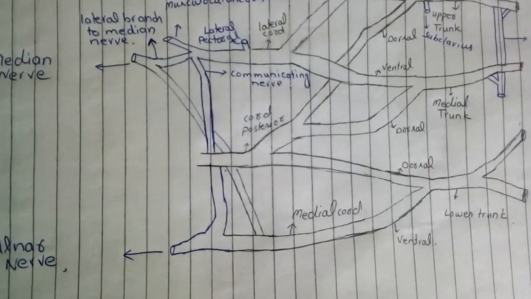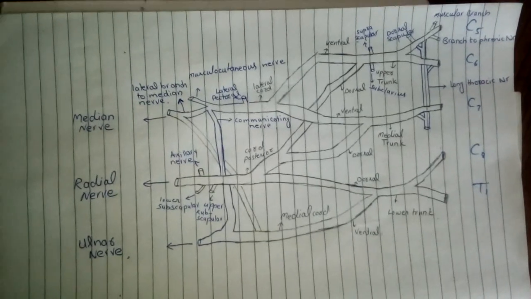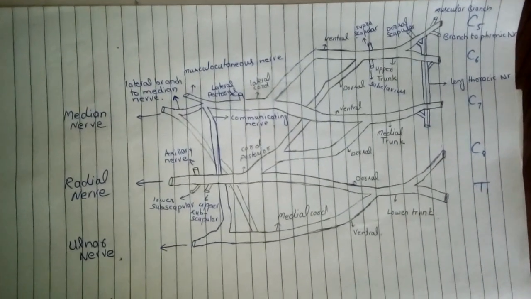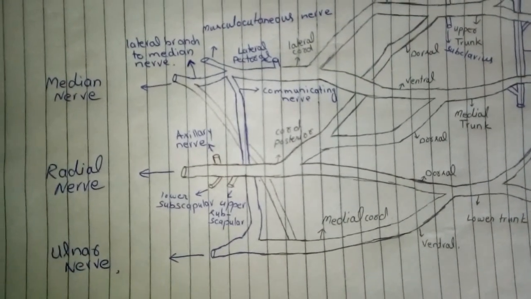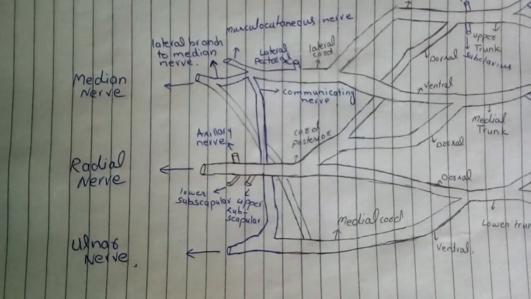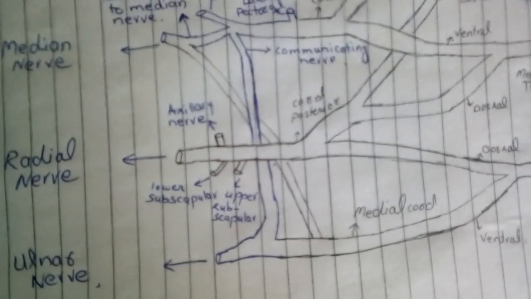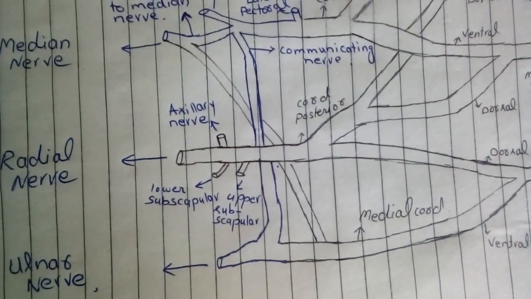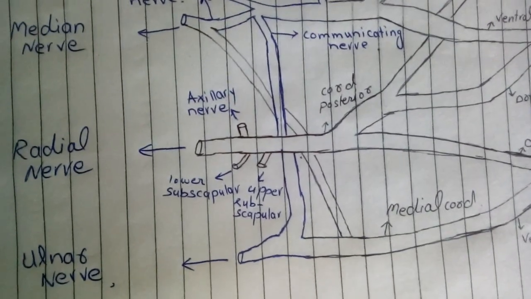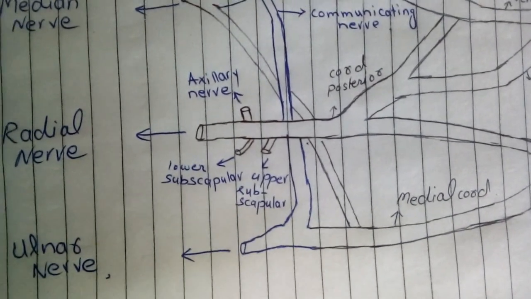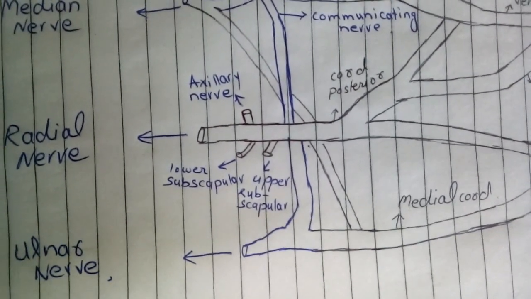Now we discuss the branches of the posterior cord. Posterior cord gives four branches: axillary nerve, which supplies the deltoid muscle, and upper subscapular nerve, which supplies the subscapularis, which is a multipennate muscle, and teres major. Lower subscapular nerve also contributes to supplying the subscapularis muscle and teres minor.